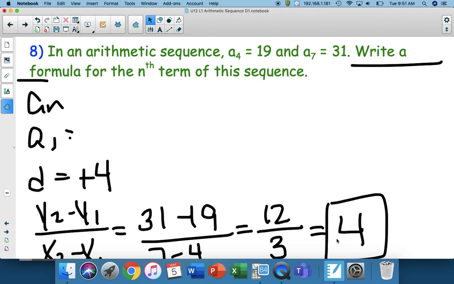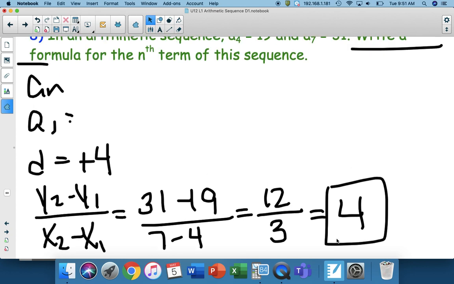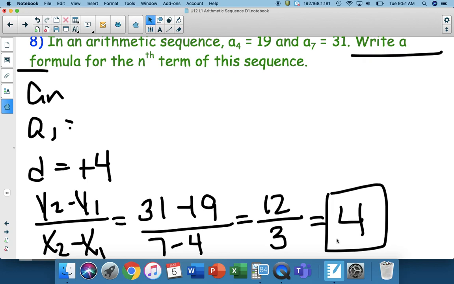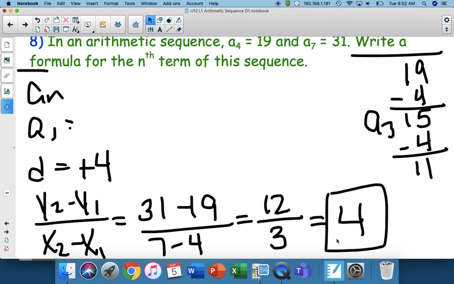Now, in this case, we do have to work backward a little bit, because now we've got to get our first term. So we have our 4th term, which is 19. I'm going to write over here in the formula. All right, but we need to find our first term now. So 19 minus 4 is going to give us 15. That's A3. 15 minus 4 is going to give us 11. That's A2. All right, because remember, 19 is A4. And then 11 minus 4 is going to give us 7, and that's our A1.